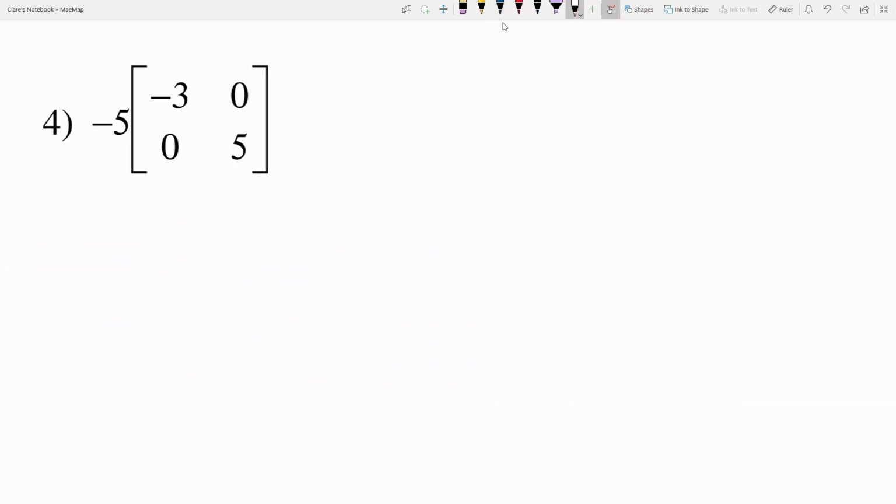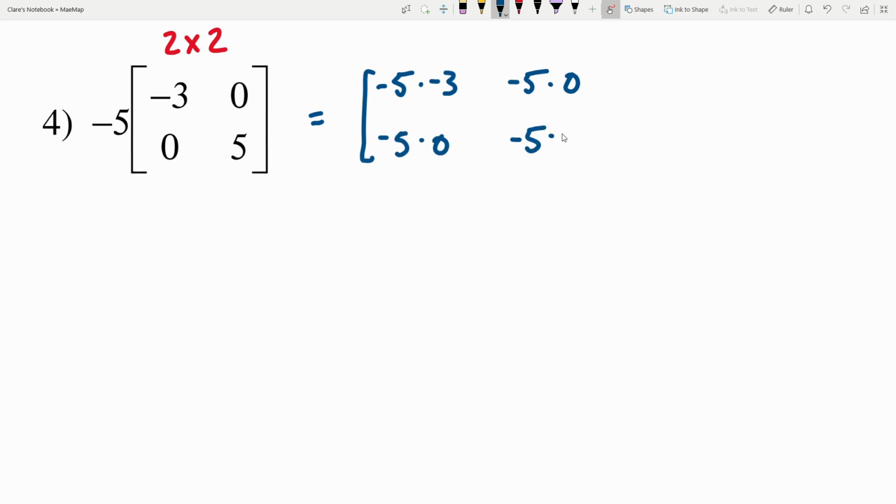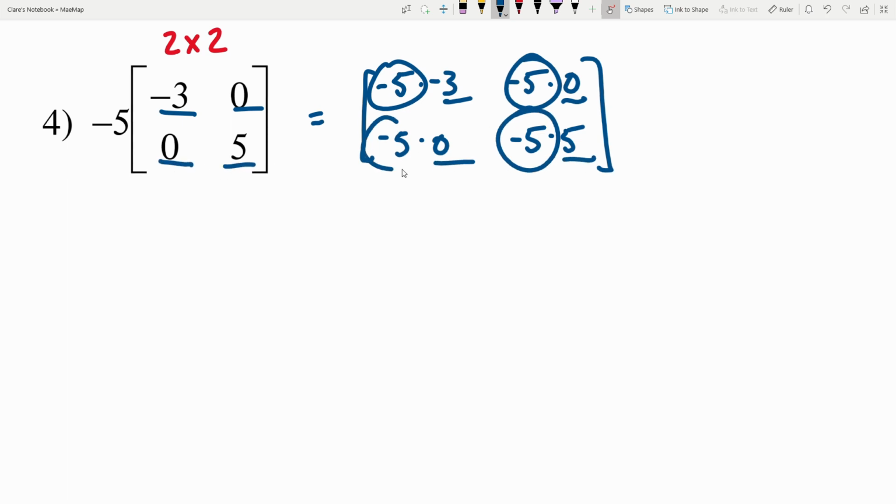In number 4, we're scaling again. This time we're scaling a 2 by 2 matrix, so our result is going to be a 2 by 2. We're just going to multiply each of the elements by negative 5. So we'll have negative 5 times negative 3, negative 5 times 0, negative 5 times 0, and negative 5 times 5. So here you can see negative 3, 0, each of those is multiplied by negative 5. And then 0, 5, each of those is multiplied by negative 5.